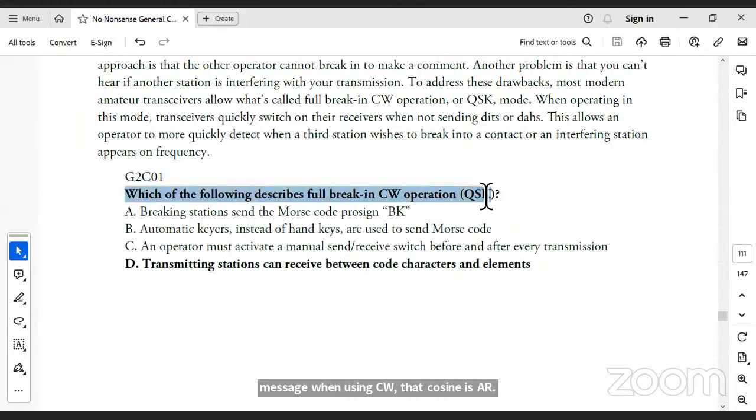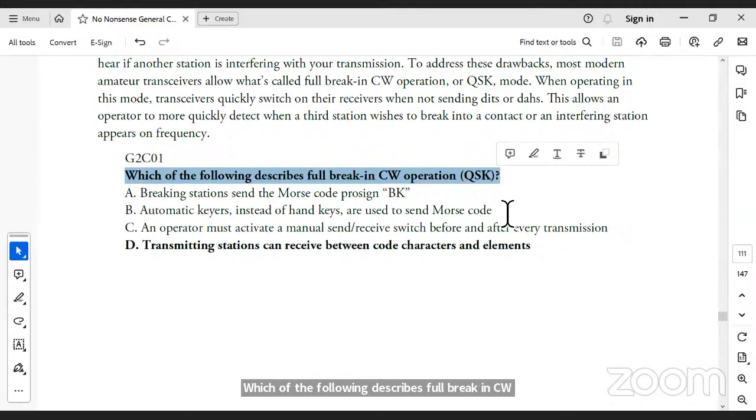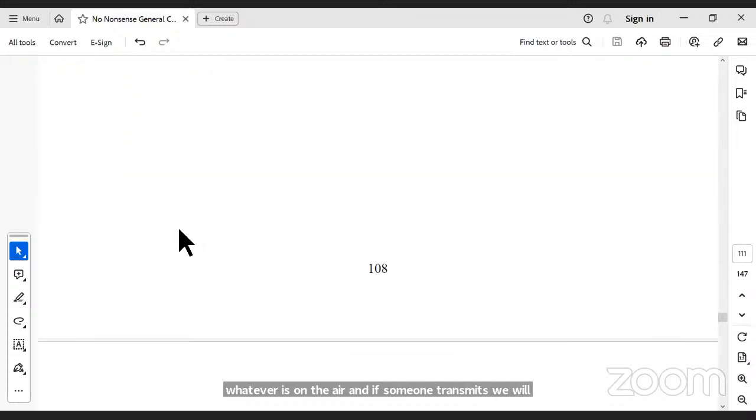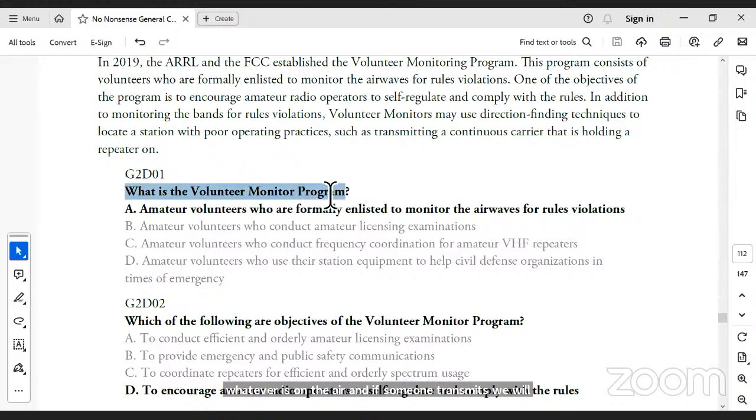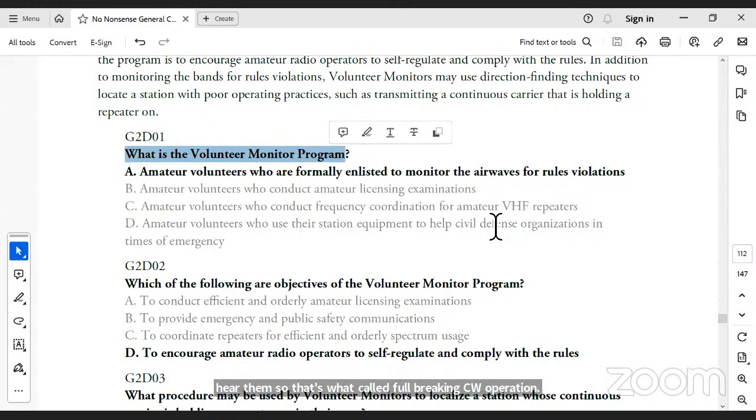Which of the following describes full break-in CW operation or QSK? It means that transmitting stations can receive between code characters and elements. So remember we said that we turn on full break-in mode, and while we are transmitting our dits and dahs, in between the spaces we will actually hear whatever is on the air, and if someone transmits, we will hear them. So that's what's called full break-in CW operation. All right, let's continue with the rest of the questions in the question pool.